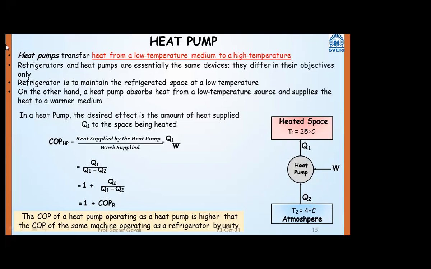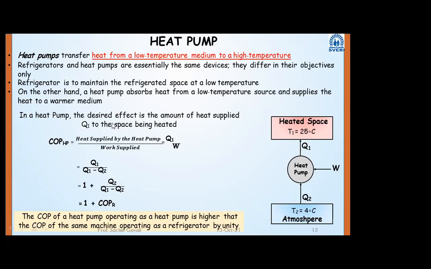Okay, so a heat pump transfers heat from a low temperature medium to a high temperature medium. Refrigerators and heat pumps are essentially the same devices. They differ in their objective only. Both are the same, the block diagram is the same, only their objective is different. One objective is to extract heat, the other is to supply heat. The refrigerator's objective is to maintain the refrigerated space at low temperature. On the other hand, it absorbs heat from a low temperature source and supplies the heat to a warmer medium.